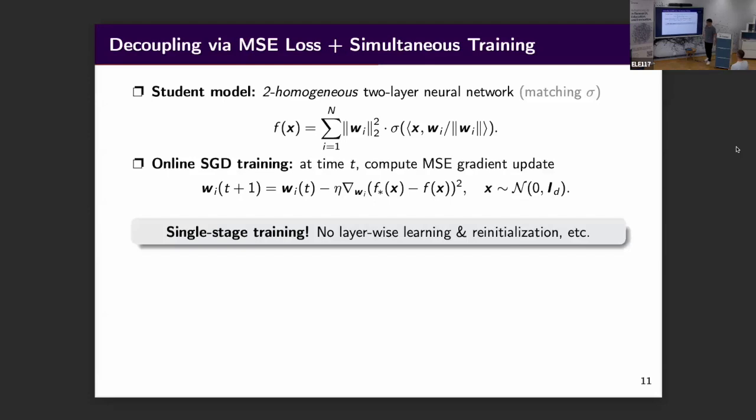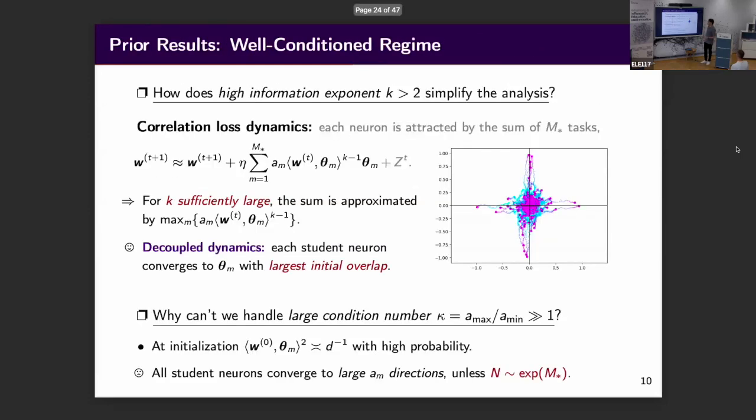And why does this help us get rid of this exponential condition number dependence? If you remember, the problem is that in the correlation loss, the neurons don't interact. Let's assume a_1 is very big, meaning that all the neurons will go to this single direction. Even if a lot of neurons already recover this direction, it doesn't prevent the remaining neurons from still going to the same direction, because the correlation loss doesn't include any interaction between the neurons.